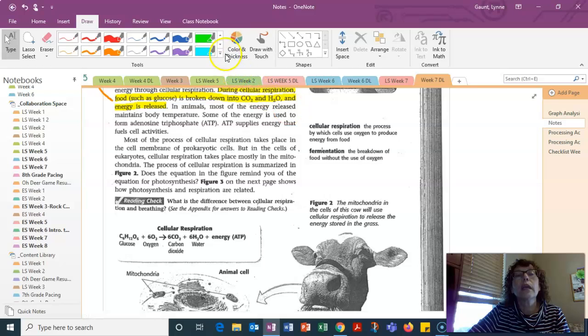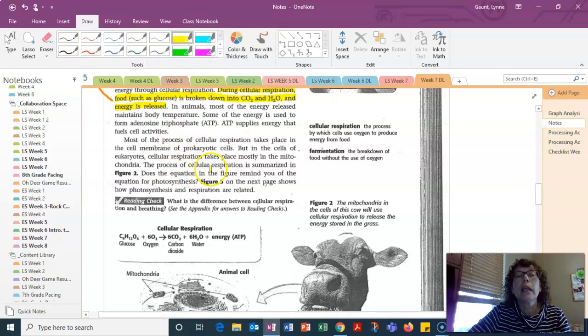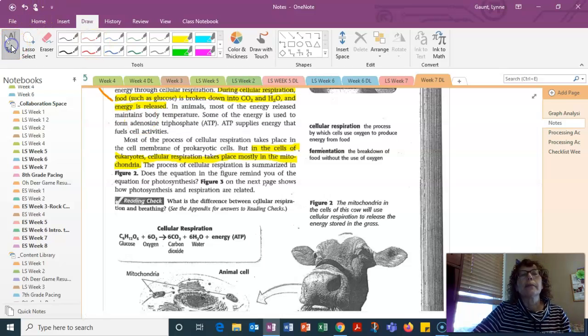Let's get our highlighter tool again, and I'm going to choose yellow again. And I'm going to highlight the sentence that starts with, in the cells of eukaryotes, we don't need the but, in the cells of, next line, eukaryotes, cellular respiration takes place mostly in the mitochondria, and mitochondria continues on the next line. Okay, and then click type. And I'm going to keep going.